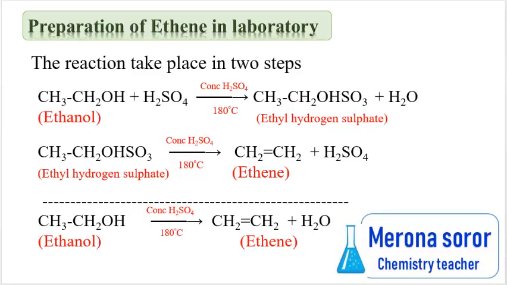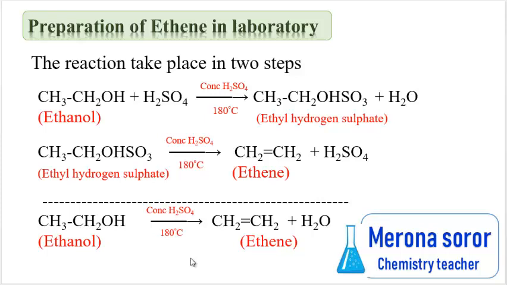The reaction takes place in two steps. The first step, sulfuric acid reacts with ethanol to form ethyl hydrogen sulfate: CH3CH2OH plus H2SO4 at 180 degrees Celsius gives CH3CH2OSO3H plus H2O. In the second step, the ethyl hydrogen sulfate decomposes to give ethene and sulfuric acid: CH3CH2OSO3H gives CH2=CH2 plus H2SO4.